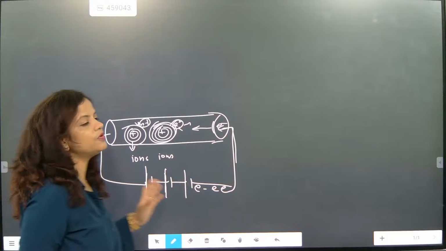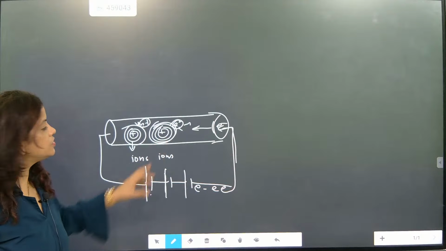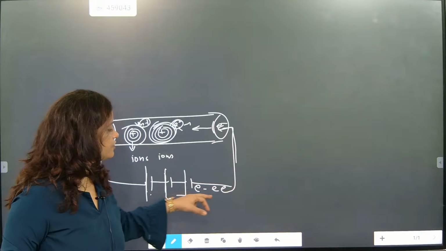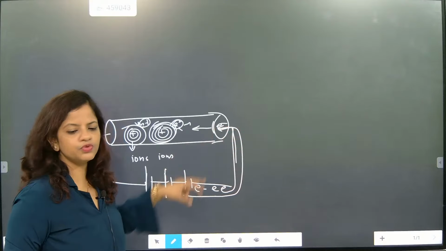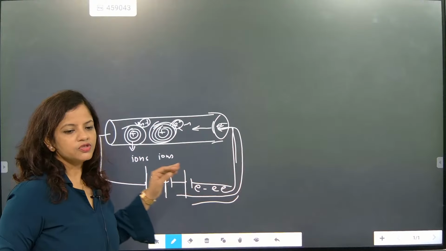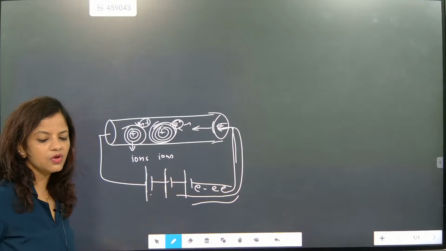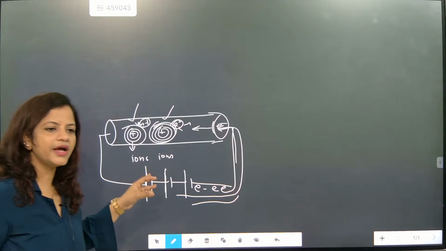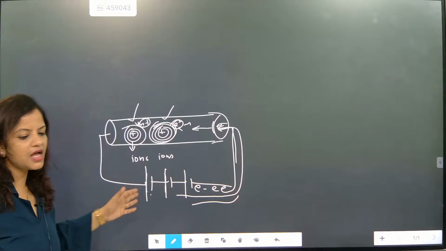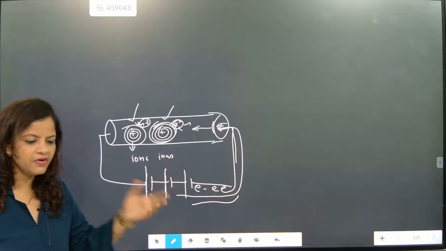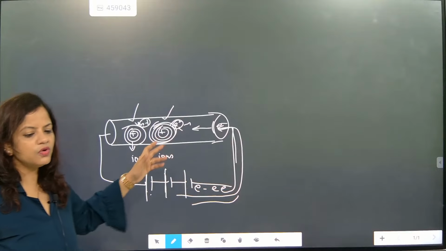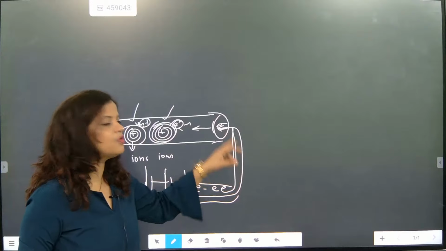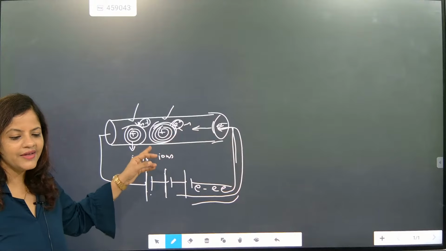But what is the problem here? The ions. At the time this drift is there, and this push is there, all the electrons in the circuit will start moving. So when they are moving, whom are they colliding with? They are colliding with ions. And when they collide with ions, what will happen? Their speed will be reduced because of the collision. These moving electrons will collide with the ions that are present.